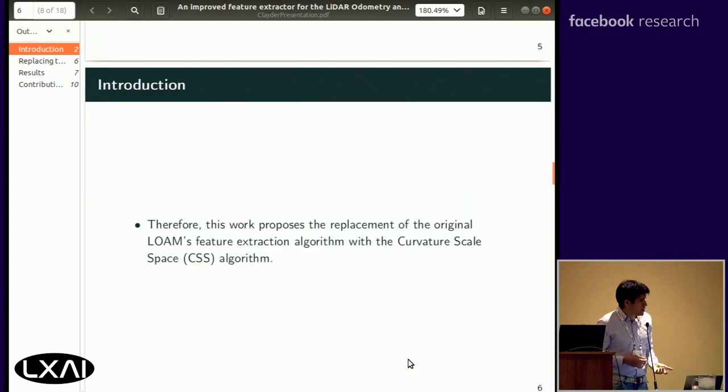Because of this, I decided to change the feature structure. I studied several feature structures in the literature. I'm going to show you now just a short part of my results. In one of these, I changed the original feature structure with the curvature scale space feature structure.